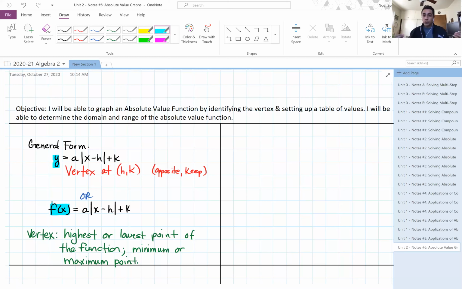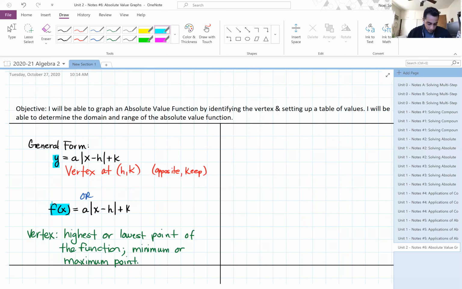And the vertex is important because not only is it the highest or lowest, typically that's where the symmetry happens on an absolute value function. The same way that symmetry occurs in parabolas, absolute value functions have symmetry because you can cut the graph down the middle and you'll have symmetric sides.